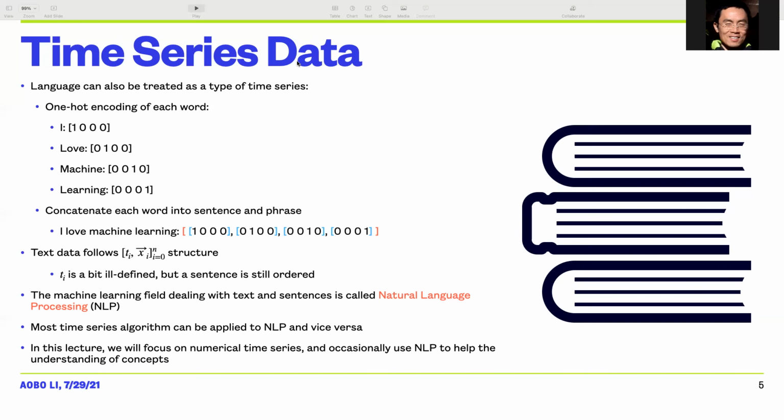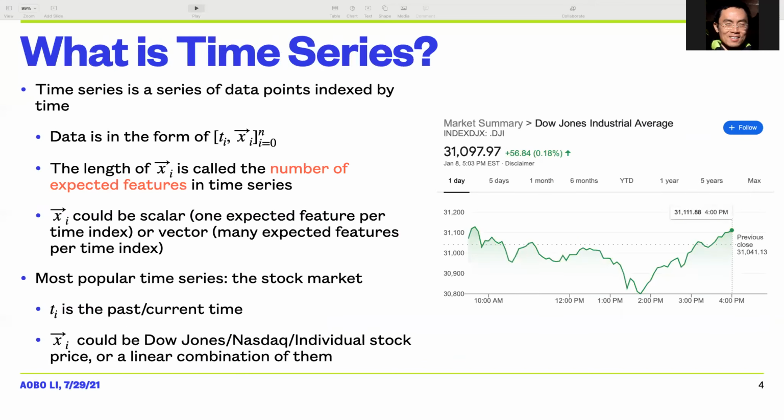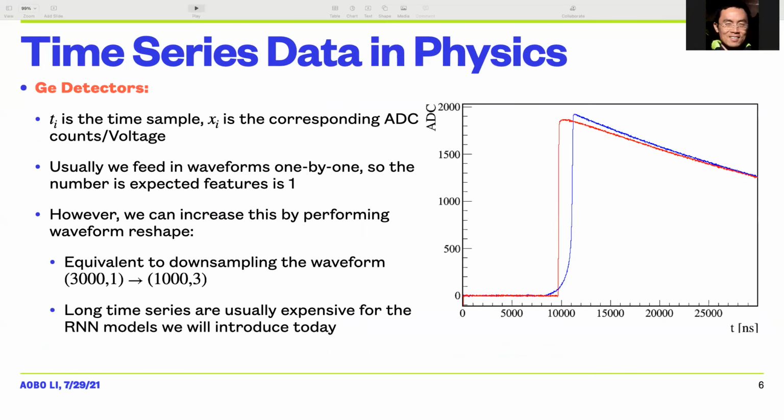Okay, let's not talk about language. Let's go to the germanium waveforms. I guess the goal is to separate the signal from the background. Yes. And how would this time series approach help with that? How do we define the loss?